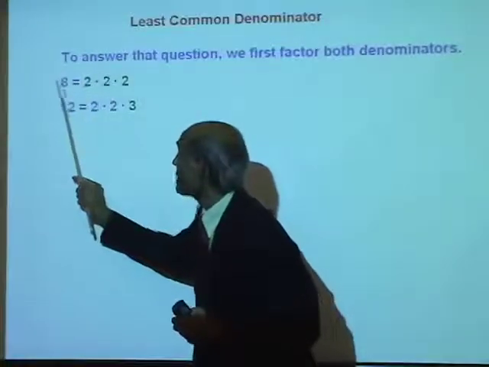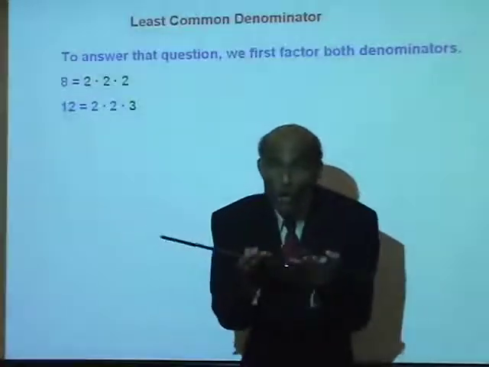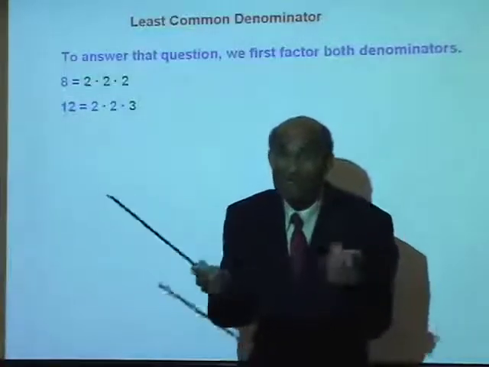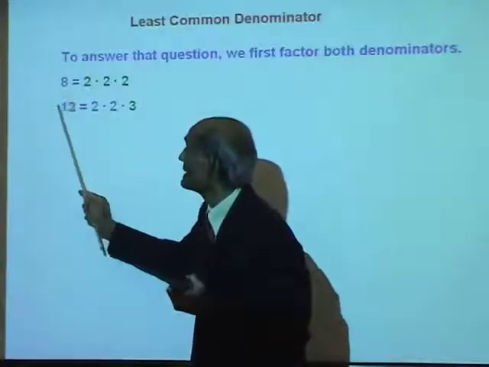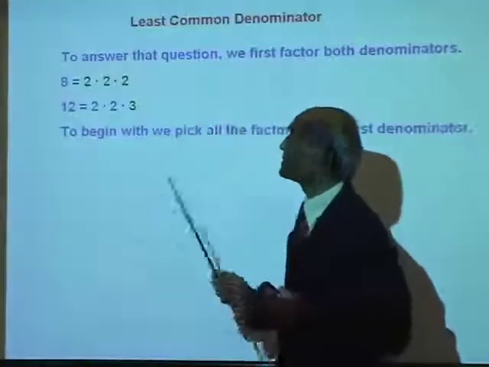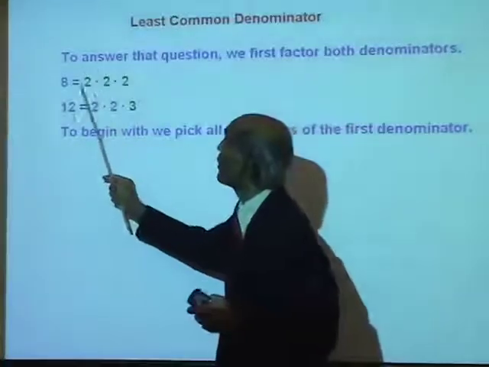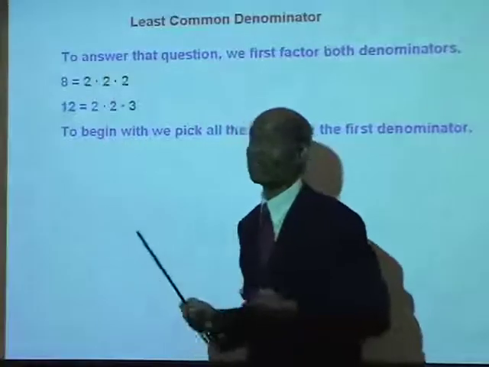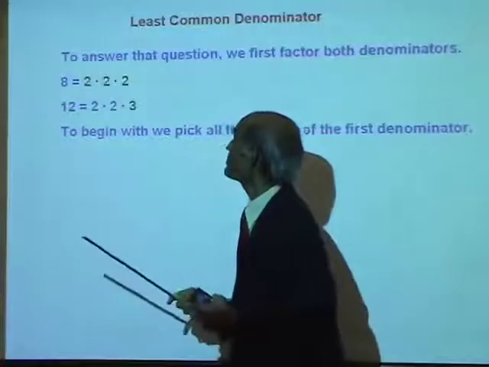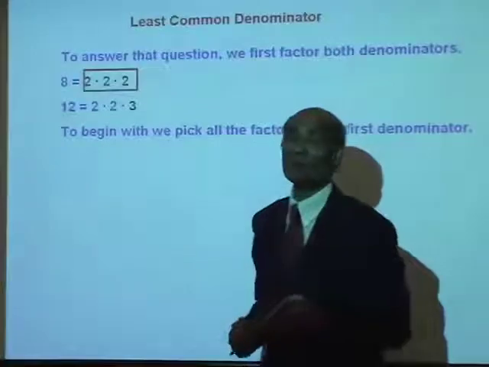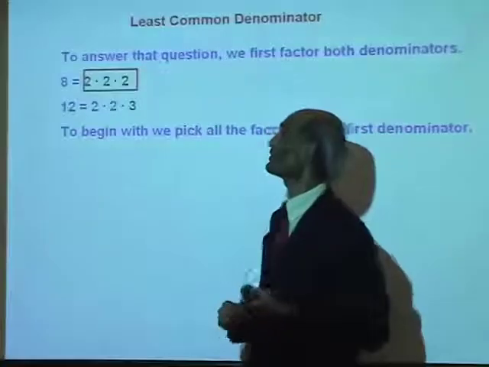Now, how do we pick a number that can be divided by 8 and also divided by 12? We are looking for a common denominator. And that common denominator should be a number that can be divided by 8 and also divided by 12. So to begin, what we're going to do is pick all the factors of the first number. That will be 2 times 2 times 2. Our common denominator must contain all the factors of the first number.